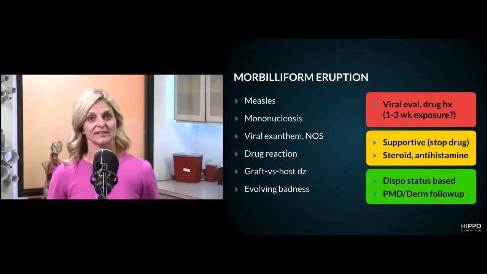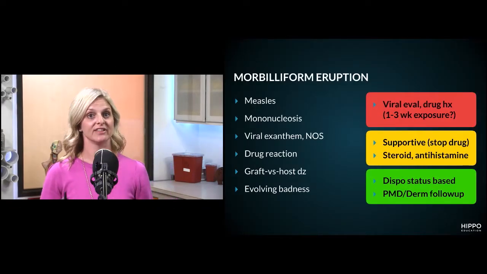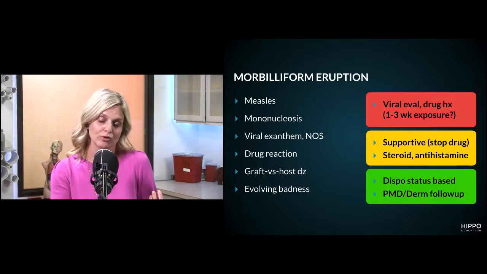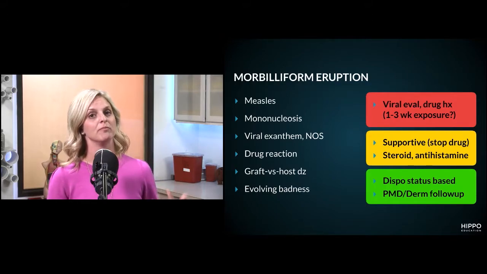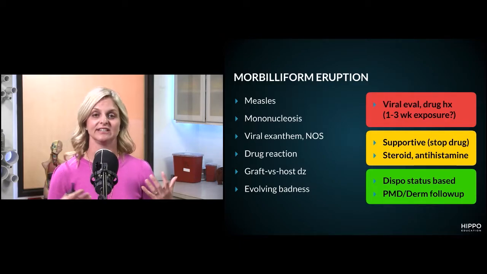Exactly. Got it. So when you see someone who has a morbilliform eruption, there are a few things to think about. And the first one, and importantly, would be measles. And again, because of vaccination trends, measles has had a recurrence. The next thing is also infectious, which would be mononucleosis, which is an EBV or Epstein-Barr virus driven process.